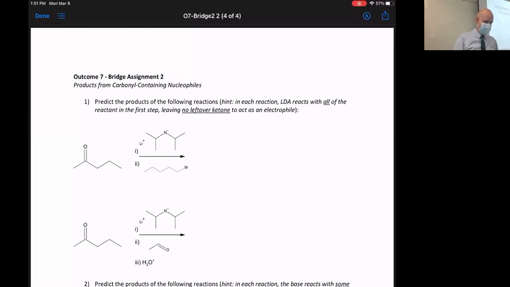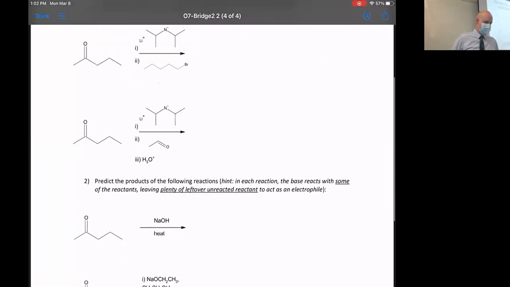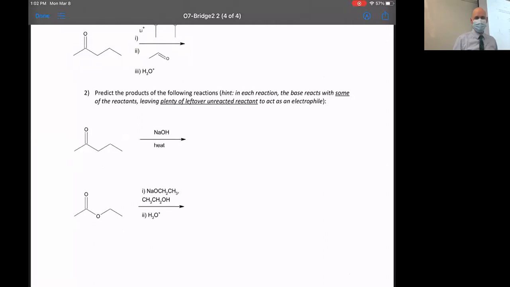So let's go through our bridge first. Hopefully you recognized that these first two problems on the bridge are the two reactions from last Friday. These are the alpha alkylations where you added LDA and then an electrophile in the second step. Question number two is the two new reactions for today. This is the aldol condensation and this is the Claisen condensation.